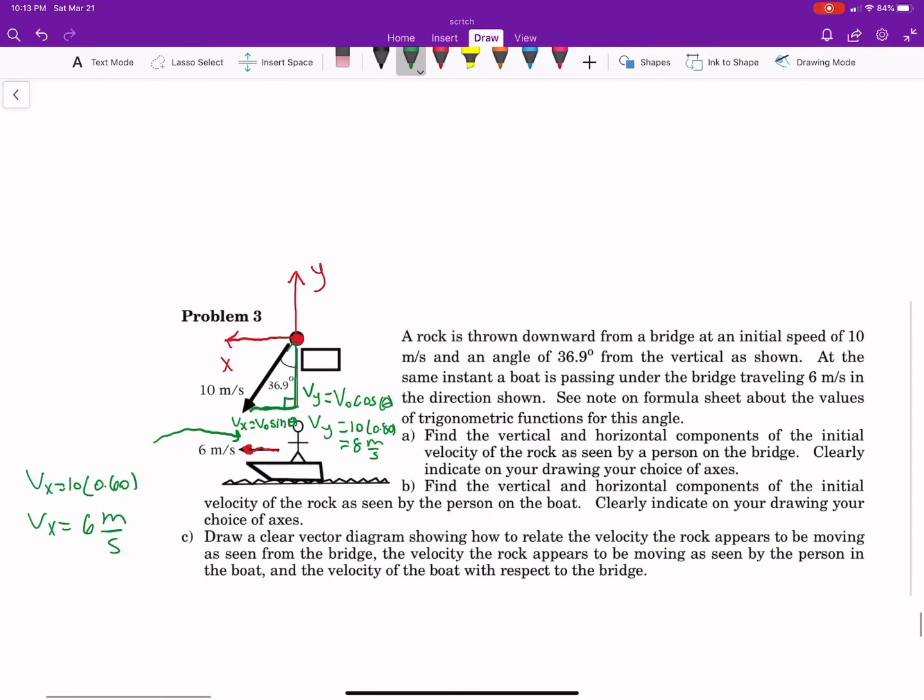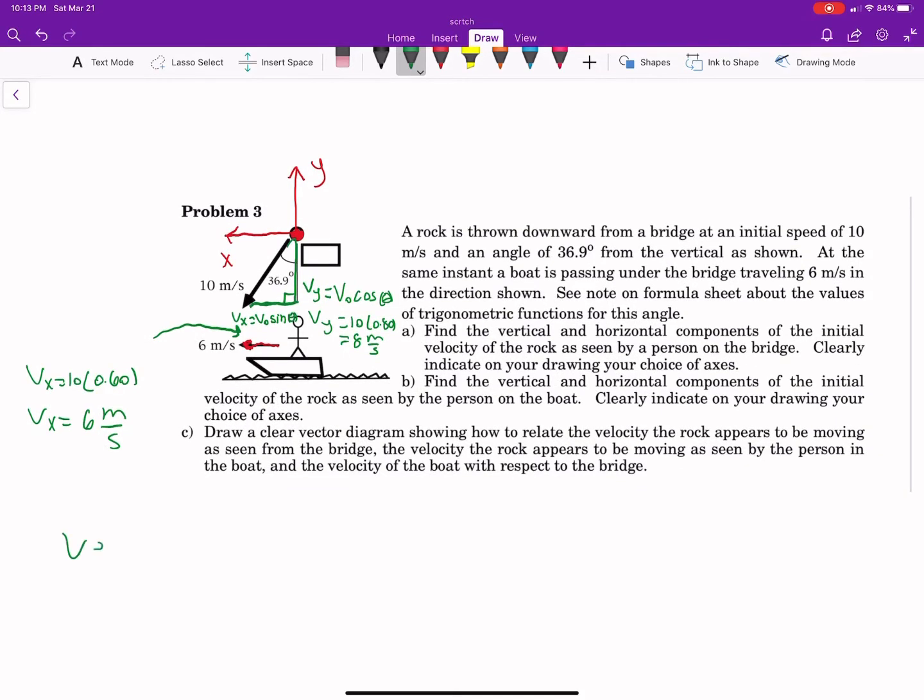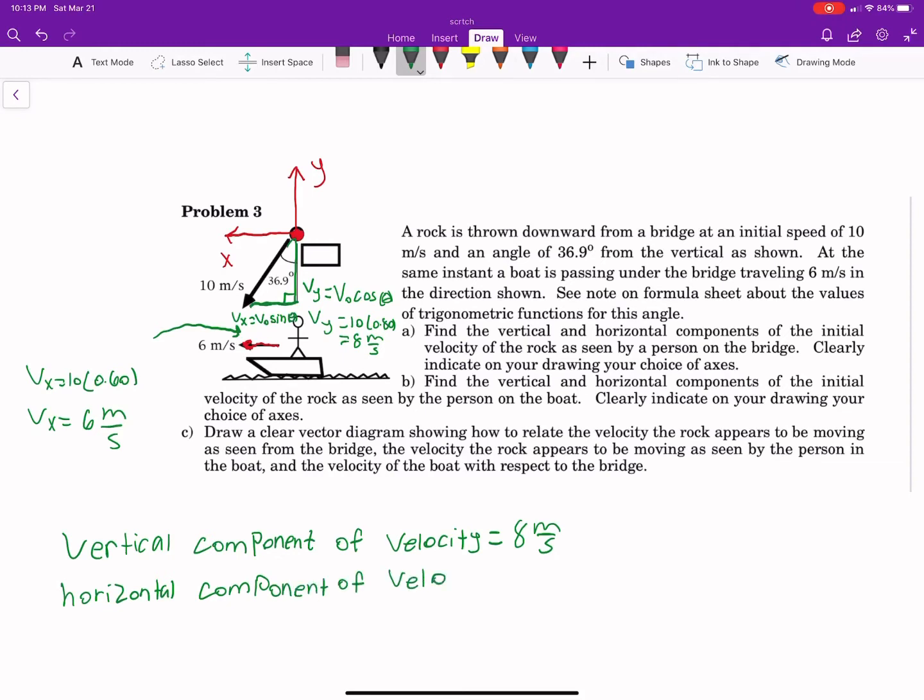So the vertical component of velocity, according to the guy standing on the bridge, is 8 meters per second. And the horizontal component of velocity, again according to the guy standing on the bridge, is 6 meters per second. So this is part A.